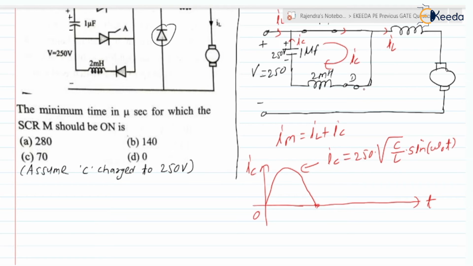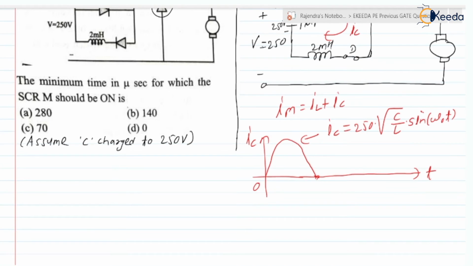It is like a class A commutation. Also in class B as well as class D commutation, we have already discussed this type of circuit, when the capacitor discharges through the inductor. So this is the expression for the current flowing through the capacitor, where omega 0 is equal to 1 by root LC.